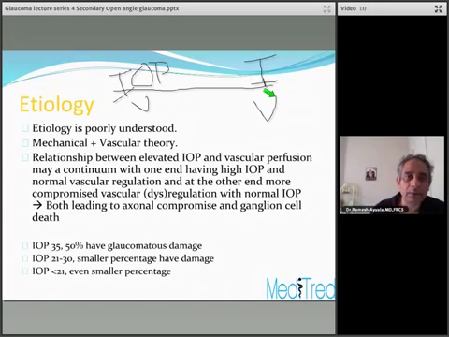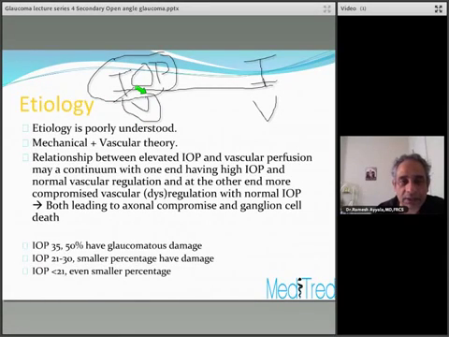So the most common kind of glaucoma that we come across are patients with elevated intraocular pressure, right? At the bottom of the slide here, you will see if the IOP is greater than 35 millimeters of mercury, more than 50% will exhibit glaucomatous damage. These patients probably have normal vascular regulation, but it's the elevated IOP that's the culprit, which is what we see in primary open-angle glaucoma and accounts for the vast majority of glaucomas.